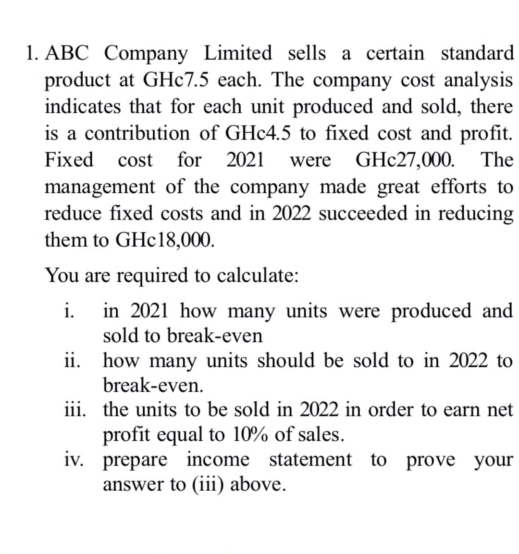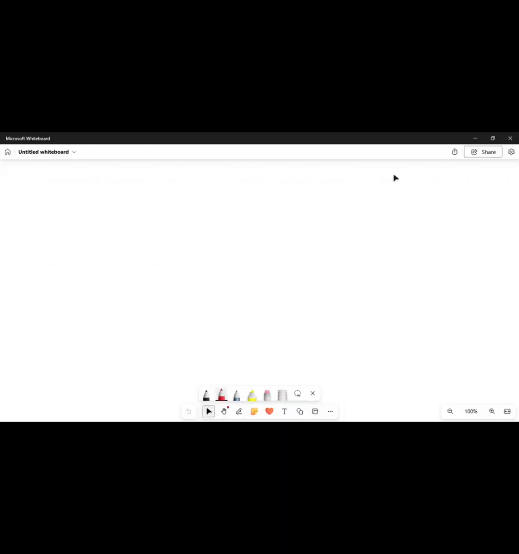You are required to calculate: I, in 2021, how many units were produced and sold to break even? II, how many units should be sold in 2022 to break even? III, the units to be sold in 2022 in order to earn net profit equal to 10% of sales. And IV, prepare an income statement to prove your answer to III above. So now let's take it one after the other. I is saying that in 2021, how many units were produced and sold to break even?